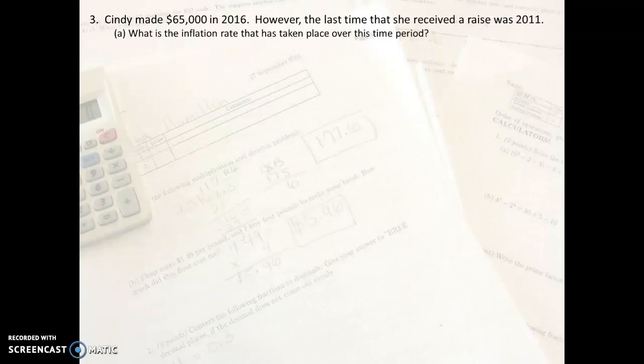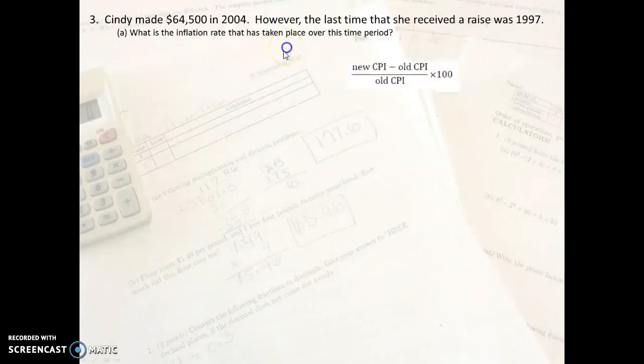Next problem, dealing with inflation rates. I've got this, you got this one, the $65,000, 2016, and so forth. I'm going to change the numbers, as always. You're going to find this formula to deal with inflation rates. The first thing I want to focus on is inflation rate. That formula right here does not use the money number. We don't need the money number.